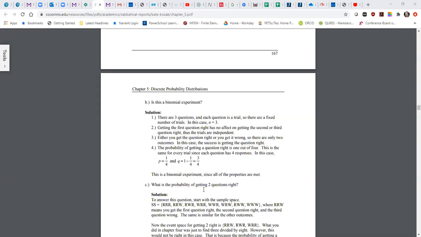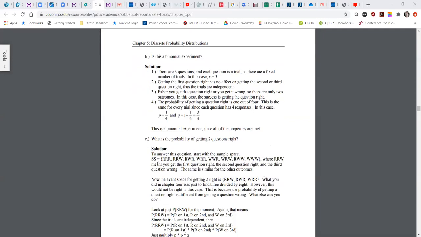Now what is the question? Now the question is what is the probability of getting two questions right? First you need to put what is the sample space, right? So if you have 4 possible answers and then you have 3 questions, the possibilities are: 3 questions right, and then 2 questions right, 2 questions right also, right? 2 questions right, 2 questions right. I mean, and then 1 question right, 1 question right, 1 question right, and then all is wrong.